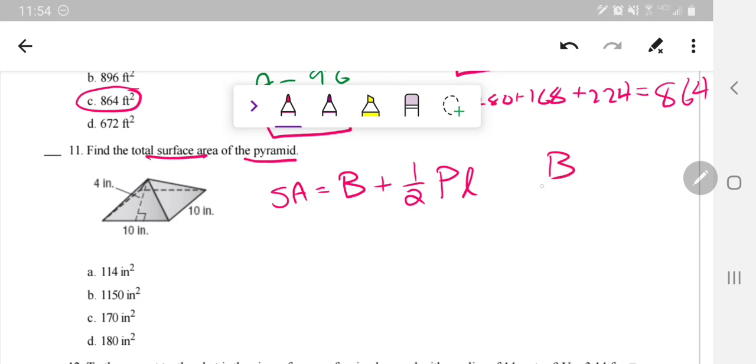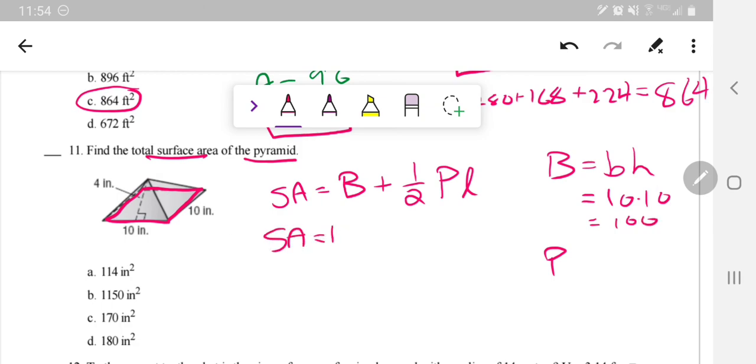I'm going to do B over here and P over here, and then I'll substitute them into the formula. Big B is the area of the base. So let's look at the base of this pyramid. It's a rectangle, so I use BH. I got 10 times 10, which gives me 100. So now I know that big B is 100. I can plug it in. Now I need to know what big P is. And big P is the perimeter of the base. So that is just 10 plus 10 plus 10 plus 10, or you could do 10 times 4, and that gives us 40. So now we're going to plug in 40 here.